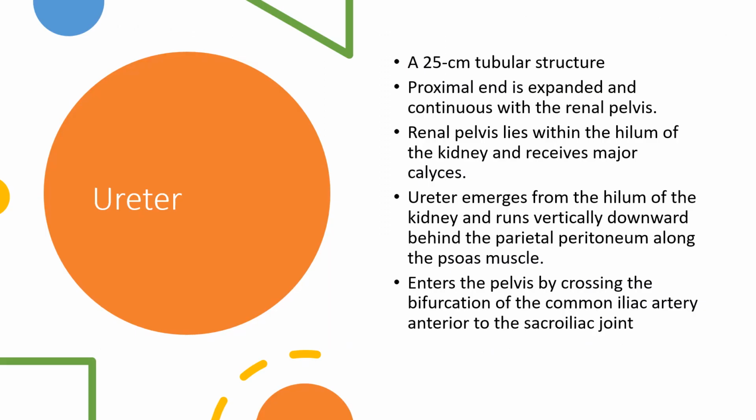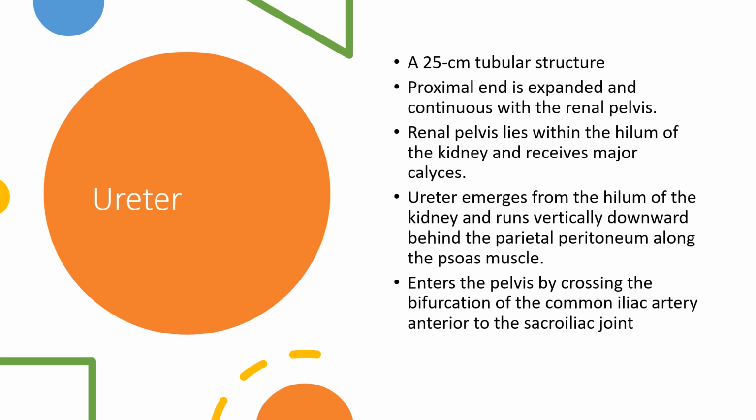From the collecting ducts, urine is going to flow into the minor calyces and then into the major calyces and the renal pelvis and eventually into the ureter. The ureter is a 25 centimeter long tubular structure. The proximal end is that pelvis, and it's expanded and continuous with the renal pelvis. The pelvis lies within the hilum of the kidney and receives the major calyces.